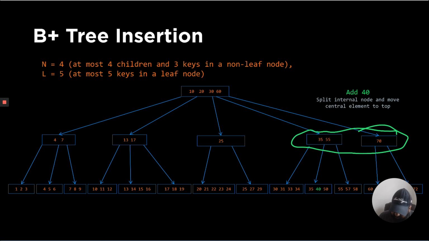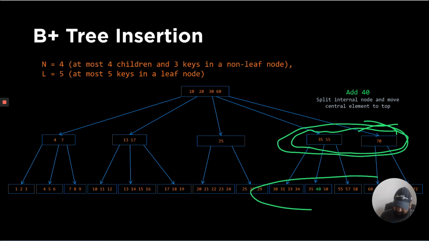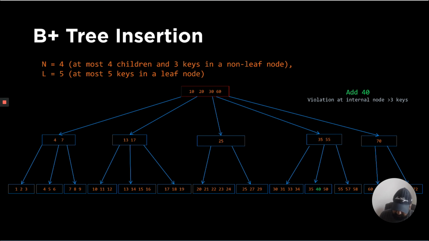So in this case, we split the nodes. It is working exactly the same as B trees for any of the internal nodes, but for external nodes, which are leaf nodes, we have this additional copy step that you need to make sure of.